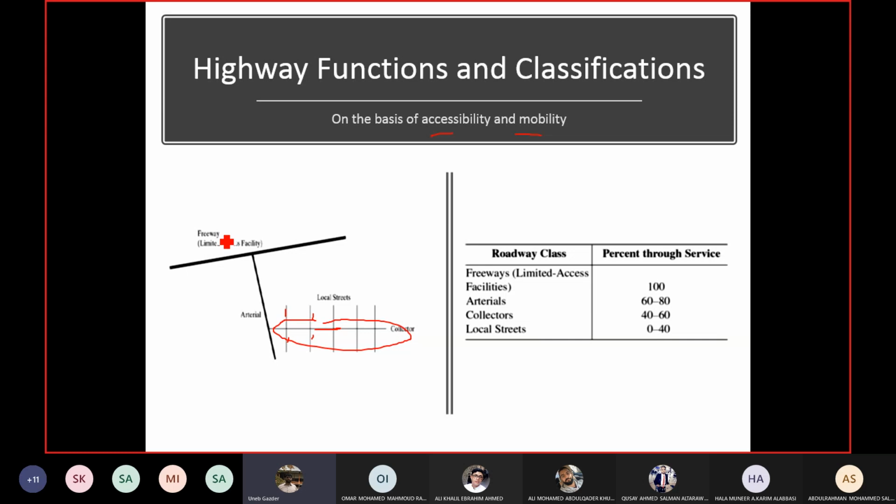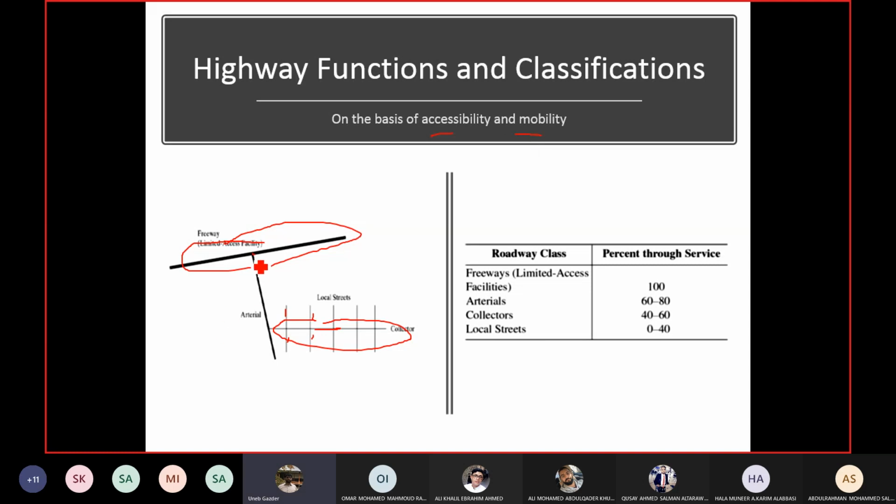But if you consider this freeway, how many connections does it have? Only one. And even this connection is through a ramp, and a ramp is normally not considered as an interruption. A ramp is just one lane adding to the highway, that's it. So it's not considered as too much of an interruption. So this freeway has high mobility, but accessibility is very low.